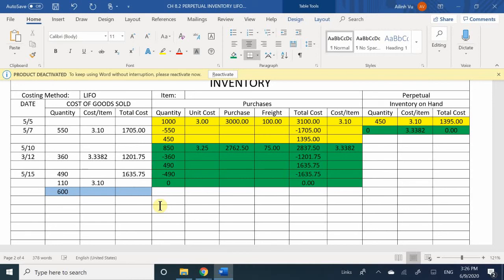I have 341. Yeah, that's right. 341. Good. If you want to go ahead and calculate this total right here, so 341 plus our 1635.75, what do we get? 1970. 1294.75. Oh, I got 1976.75.